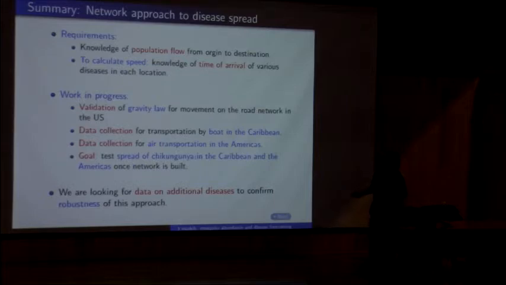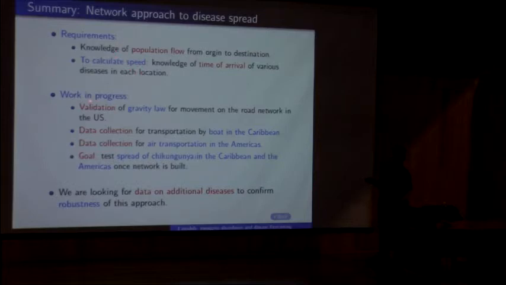Okay, so to summarize this piece, in order to apply this method, what you need to know is how many people move from origin to destination for all of the possible cities that you have. And in order to calculate the speed, you will need some information about the time of arrival of the disease in various places. But the two things are essentially independent. You can still create the network without doing this.